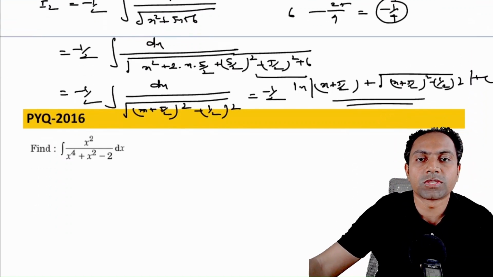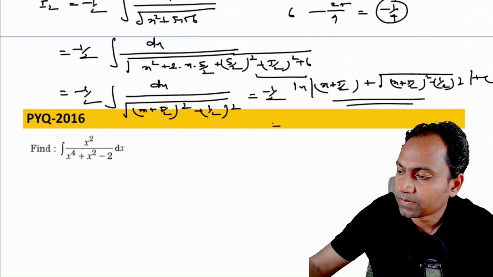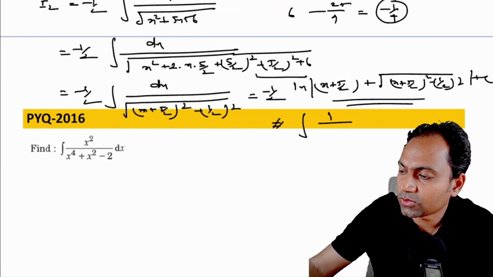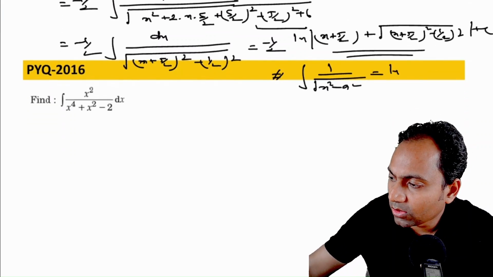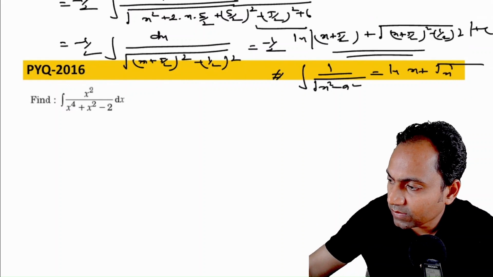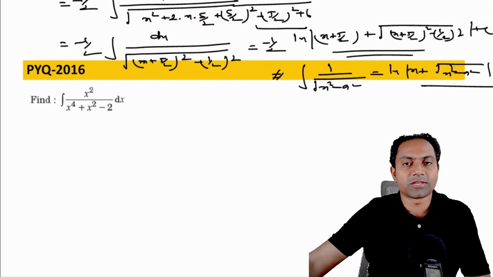So we have used here the formula that if we have been given integration of 1 by root of x square minus a square, the formula is nothing but log of x plus root of x square minus a square. Now we can put I1 and I2 in the earlier expression and get the answer.